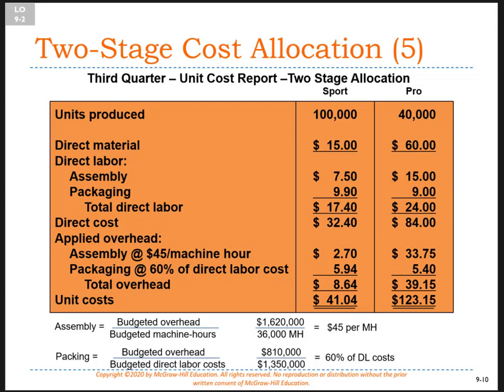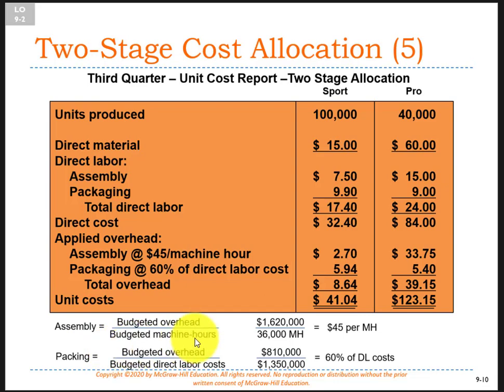In this second example, notice direct material and direct labor are the same. Nothing's changed in this part. But instead of allocating all the cost one way, we have our two smaller piles, and we have a predetermined overhead rate for each smaller pile.